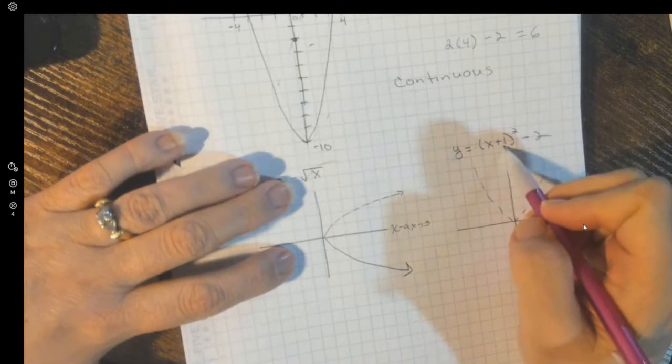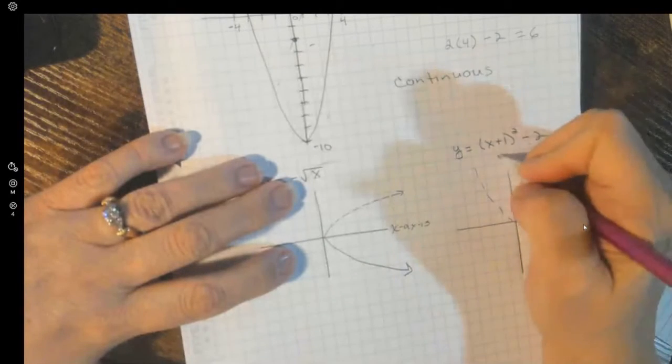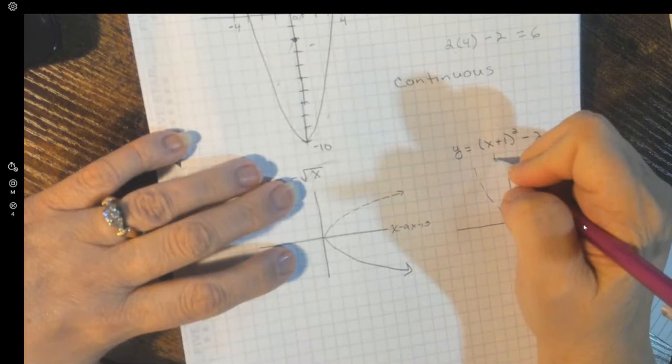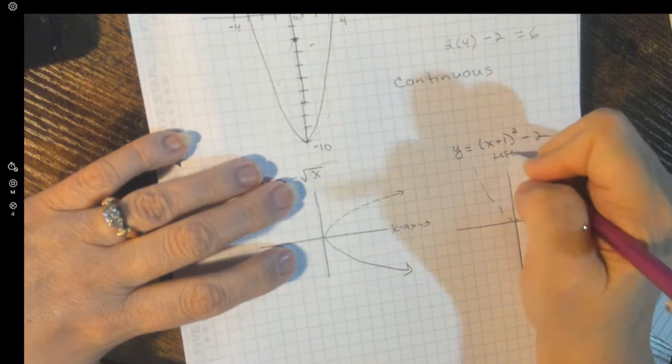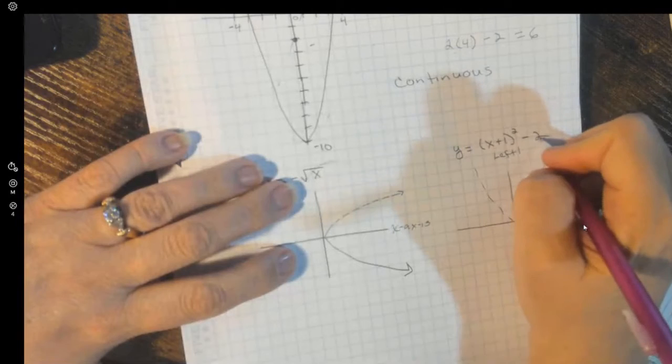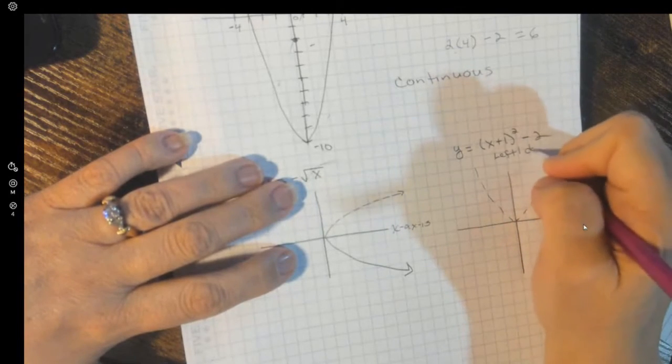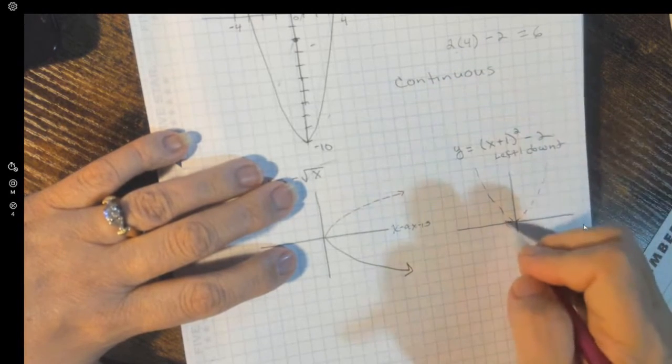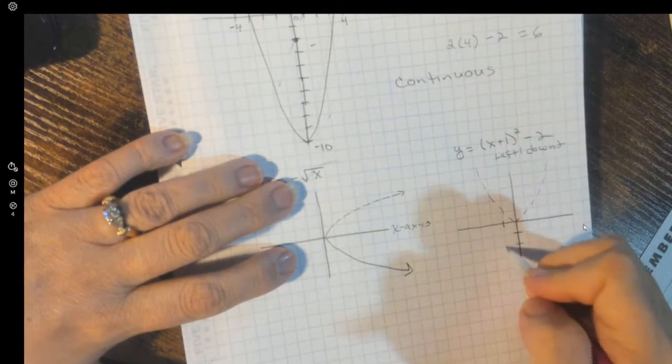How does the 1 move it? Since it's a plus, you're going to move it the opposite. It's going to be left 1. And the negative 2, I think you already said down 2. Yeah, down 2. So this graph moves left 1, down 2.